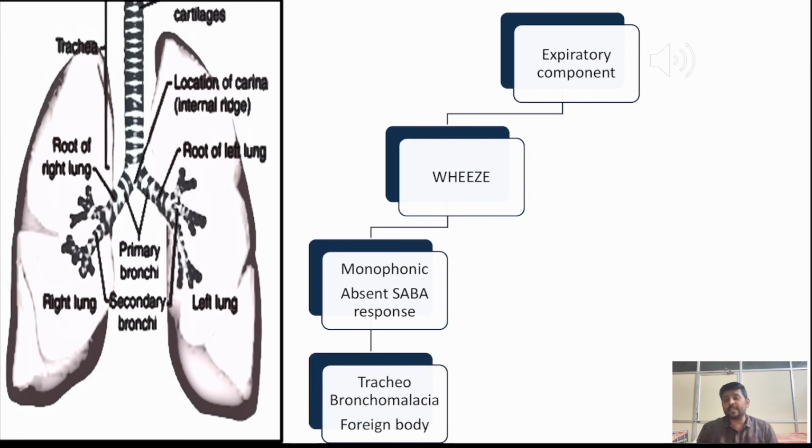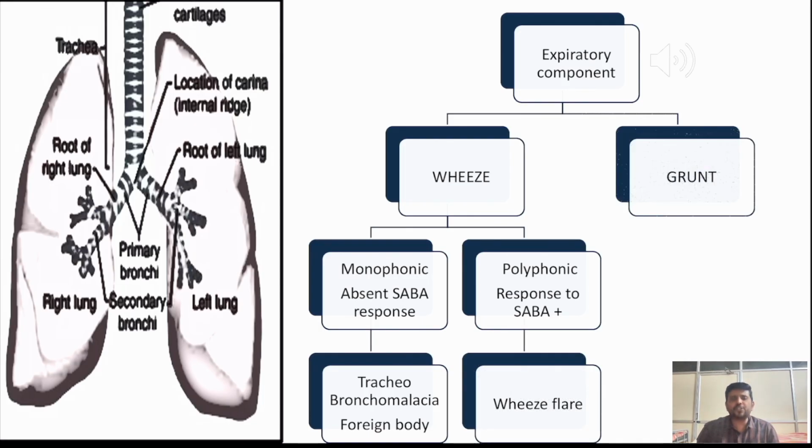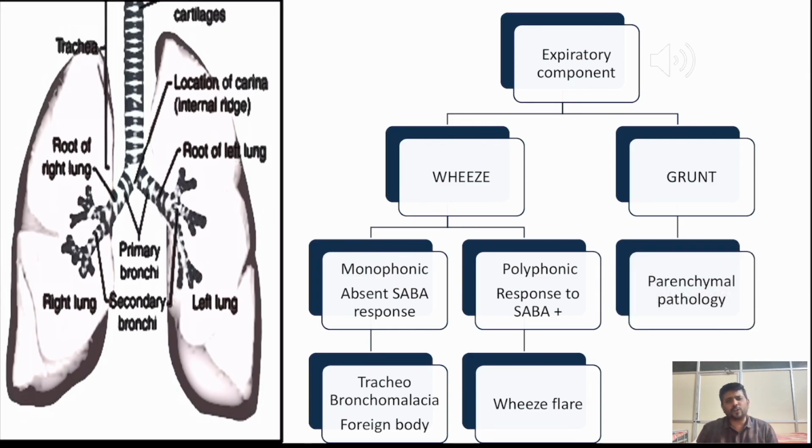Then we will think in terms of foreign body in the right or left main bronchus, or it can be an underlying airway malacia. If it is a polyphonic wheeze responding to salbutamol, it can be an acute wheeze flare. The high pitched respiratory sound with an expiratory component is grunting, which arises as a result of pathology in the parenchyma. In infants, it is due to hyaline membrane disease. In children, it is usually due to pneumonia.